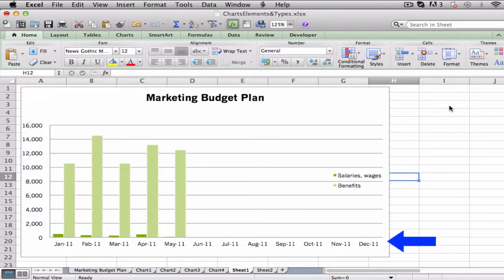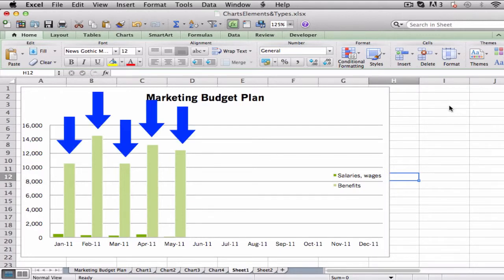Category axis. The axis, usually the x-axis, that contains the category groupings. Chart title. The title of the chart. Data marker. A symbol that represents a specific data value. The symbol used depends on the chart type. Data series. A collection of related data values. Normally, the marker for each value in a series has the same pattern.